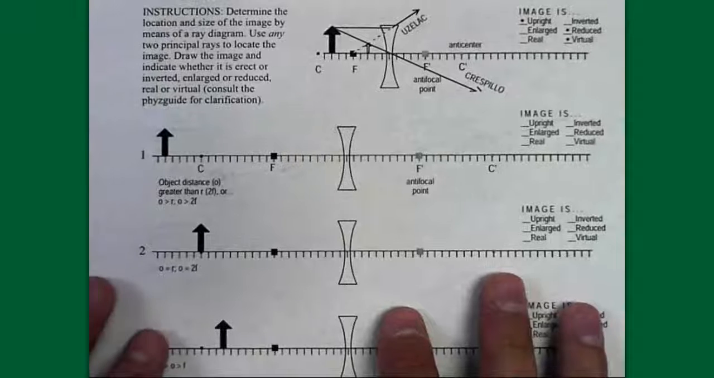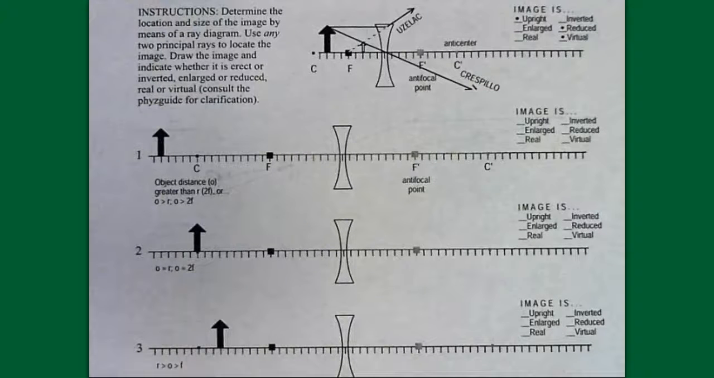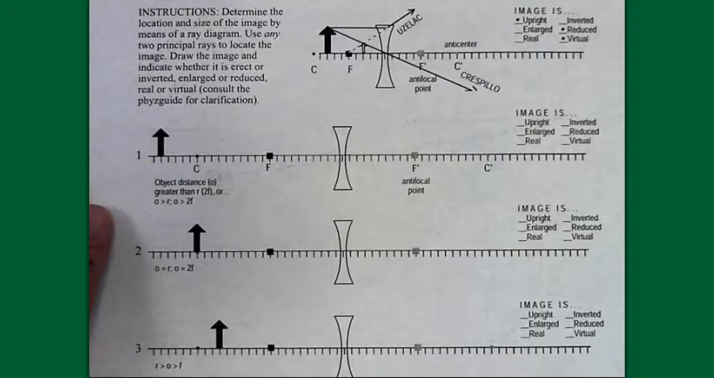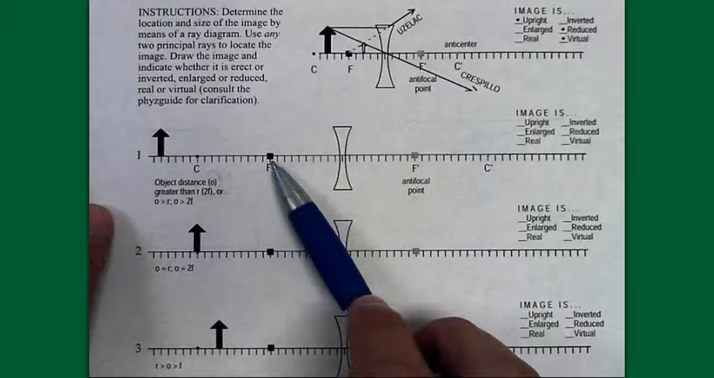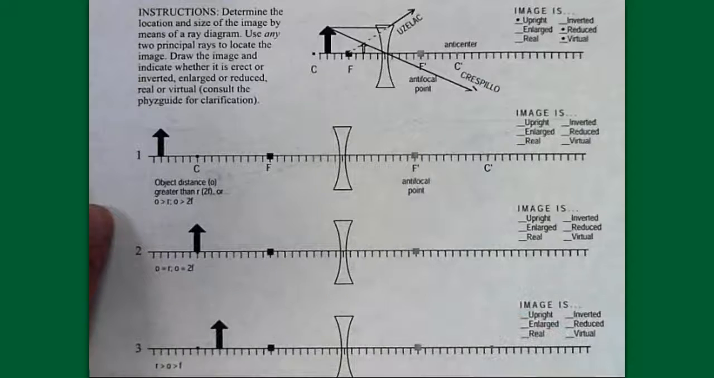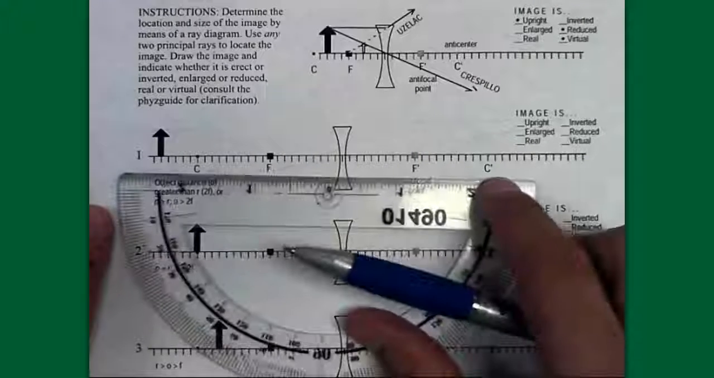Go ahead and turn to the back side. On the back side, this is concave lenses. Concave lenses, the main difference is that the focus is negative, which means that it's on the same side of the lens as the object as opposed to the opposite side. But verbally, the rays do the same thing.